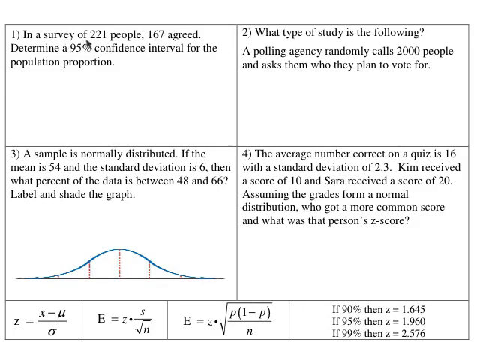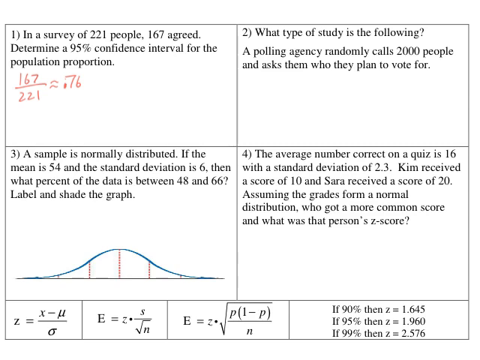In a survey of 221 people, 167 agreed. Determine a 95% confidence interval for the population proportion. First thing we have to do is find the sample proportion, or the likelihood of this happening. So that would be 167 out of 221. That's the likelihood. When we divide that out, we get approximately 0.76, which is 76%.